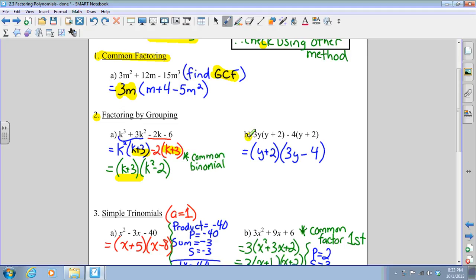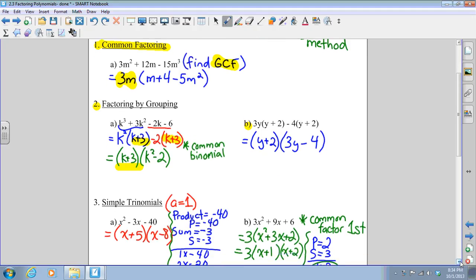And in B, take a look, folks. They actually have simplified it, and you found that there's a common binomial here already. So it's a little less work. So just recognize that those binomials are your greatest factor. So then what do you have as your leftovers? 3y minus 4.